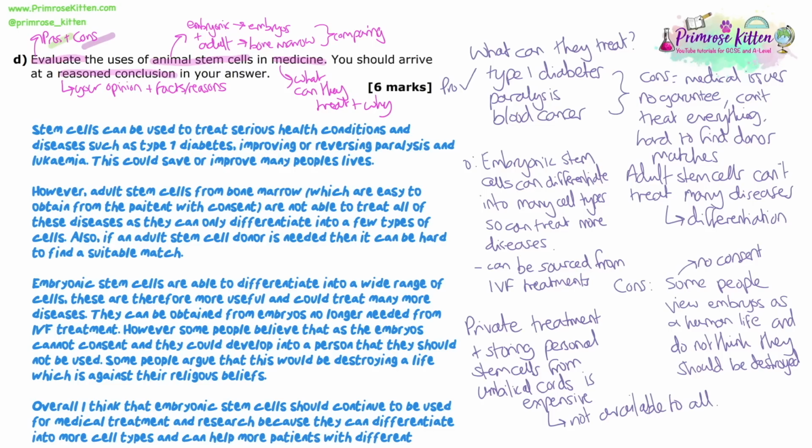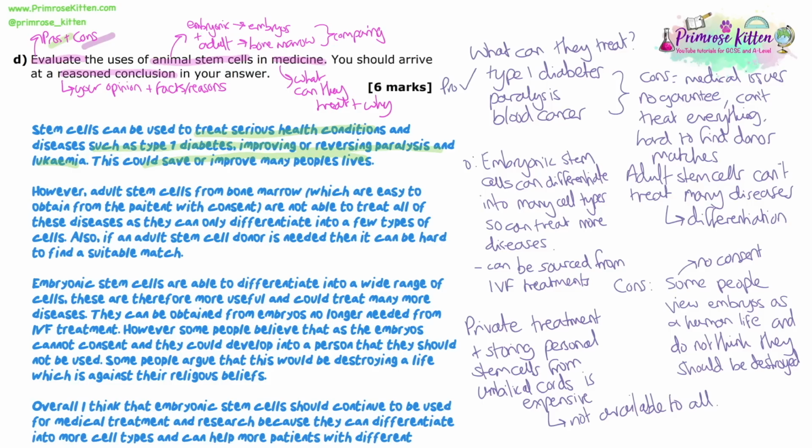Okay, so stem cells can be used to treat serious health conditions and diseases such as type 1 diabetes, improving or reversing paralysis, and leukemia. This could save or improve many people's lives. So lots of pros in that paragraph.